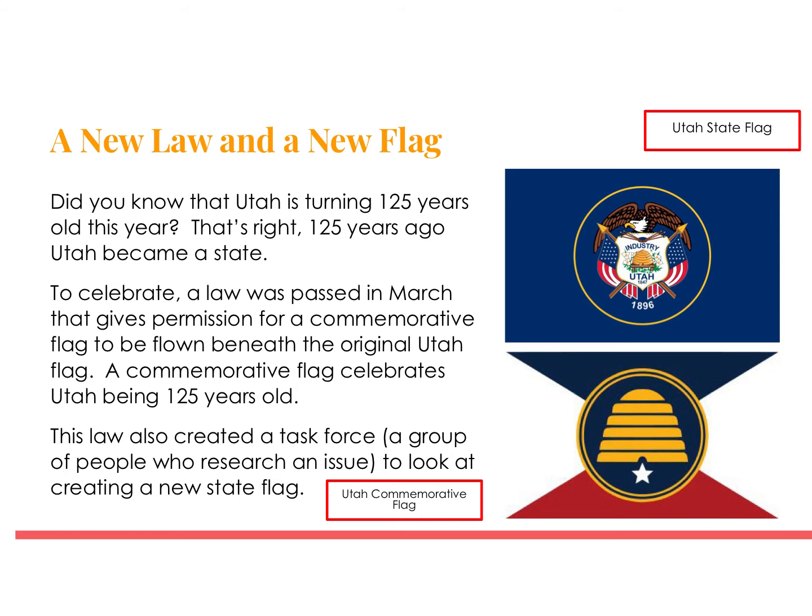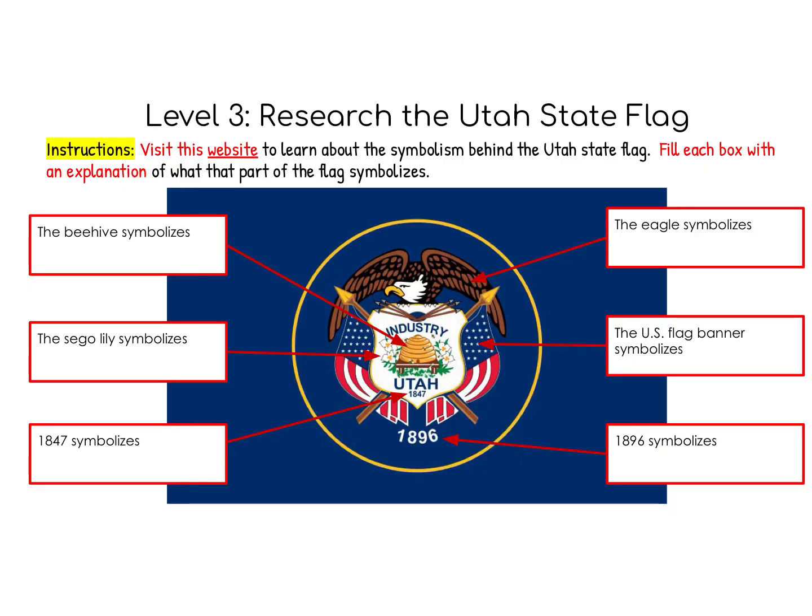125 years old. You can see at the right, this top flag right here is the Utah state flag, and this down here is the new Utah commemorative flag. They also talked about maybe creating a new state flag. That's something you're going to think about at the end.